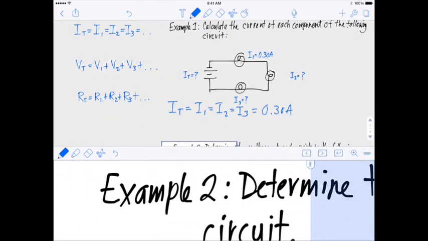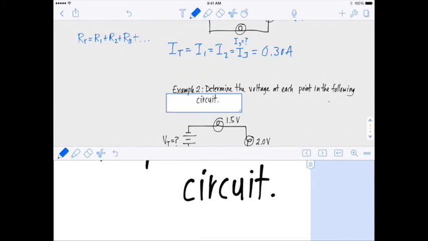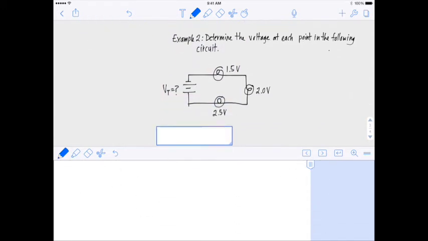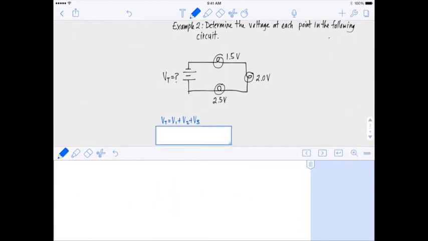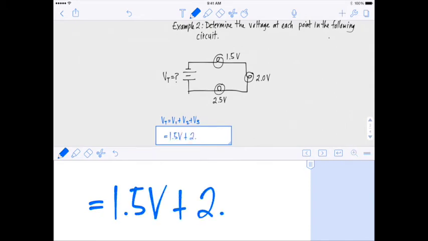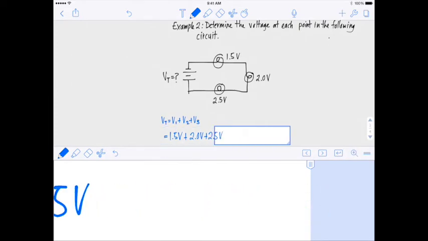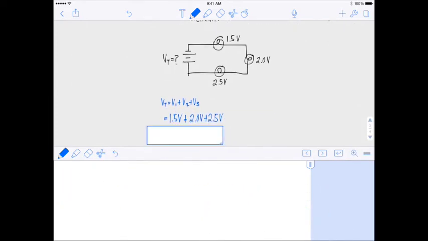So we look at our equations, and the equation for total voltage states that total voltage is equal to V1 plus V2 plus V3. So we can add these individual voltages together, 1.5 volts plus 2.0 volts plus 2.5 volts. If you punch these into your calculator, total voltage is equal to 6 volts.